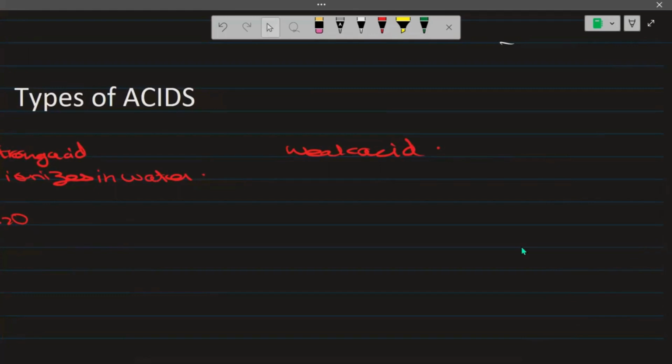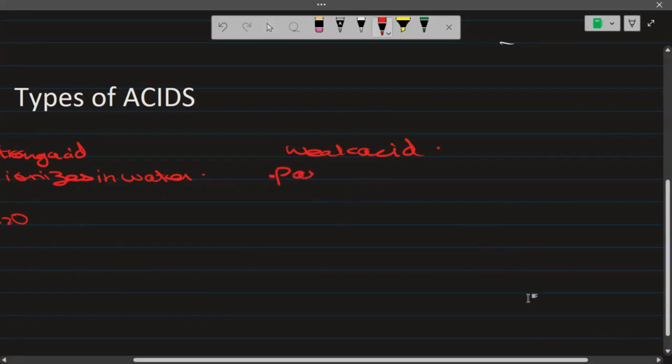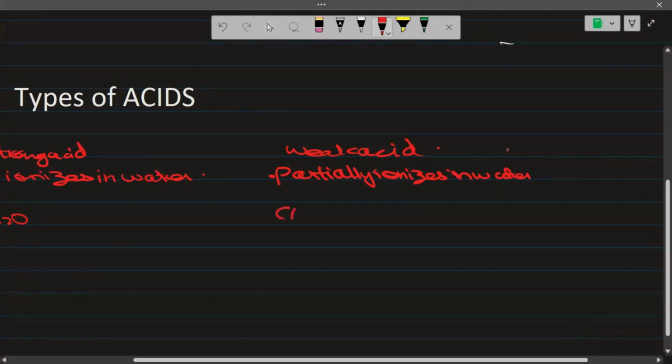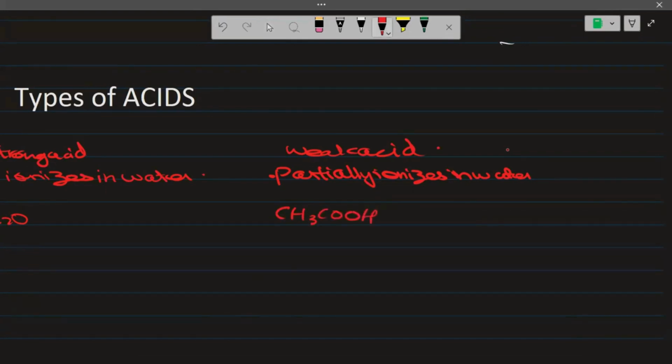A weak acid can be defined as one that does not completely ionize; it partially ionizes in water. Okay, so the definition of a weak acid is that it partially ionizes in water. Its example is ethanoic acid. If you look at its formula, ethanoic acid's formula is CH3COOH. Okay, so what happens in aqueous solution?